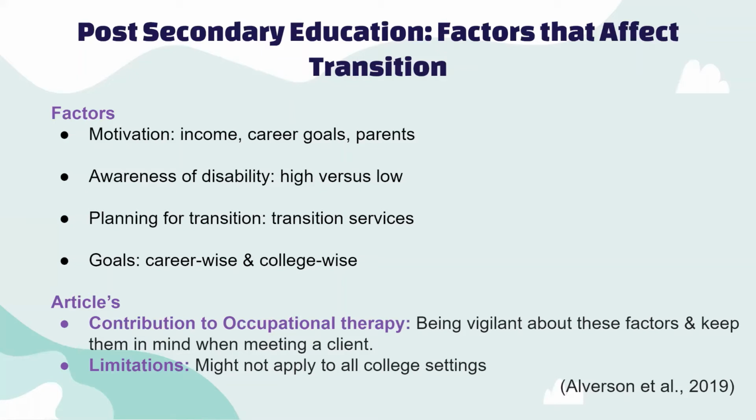Additionally, the transition services that they were provided, such as transition services at the high school, affected their transition, as well as whether they were able to get support in applying for colleges. Additionally, whether or not the students had a clear career-wise or college-wise goal affected their transition, as those who had a clear goal were able to have clearer steps to reach their goals, whereas those students who didn't really have a clear goal, it was harder for them since their path was more vague.